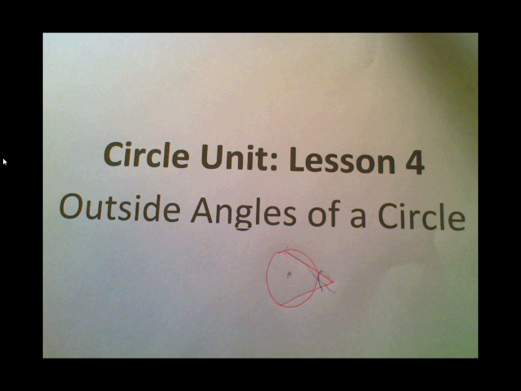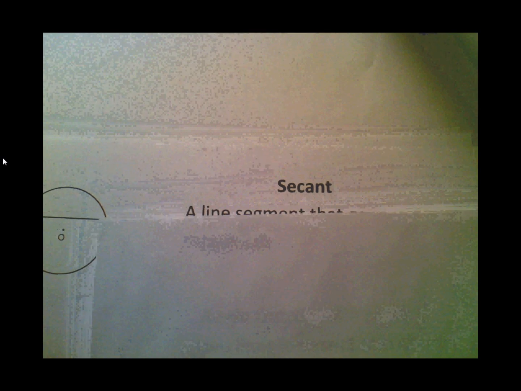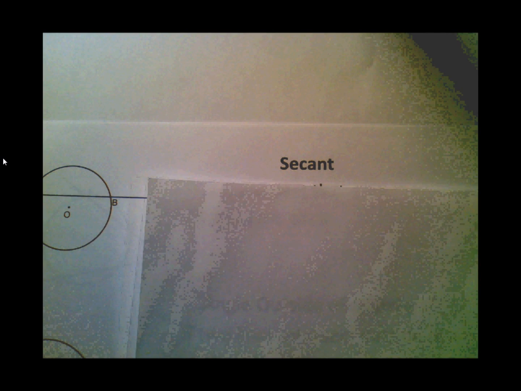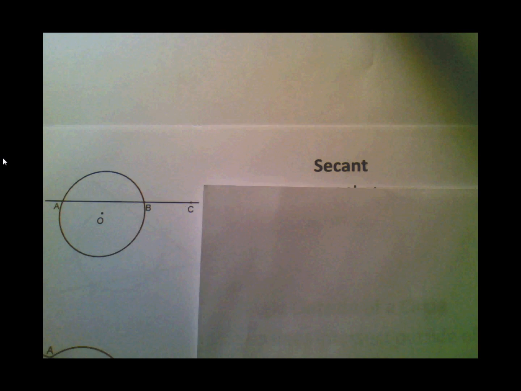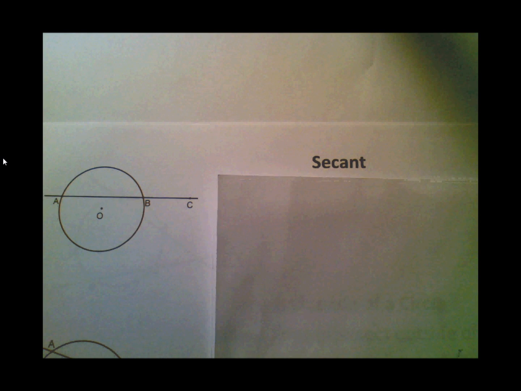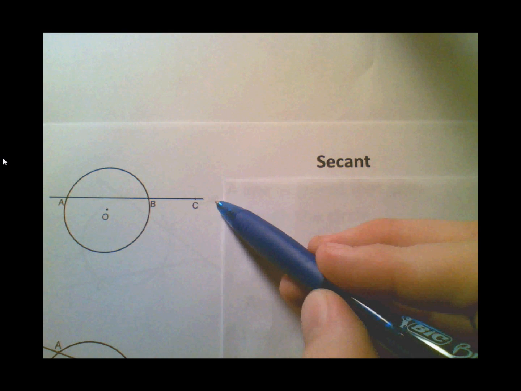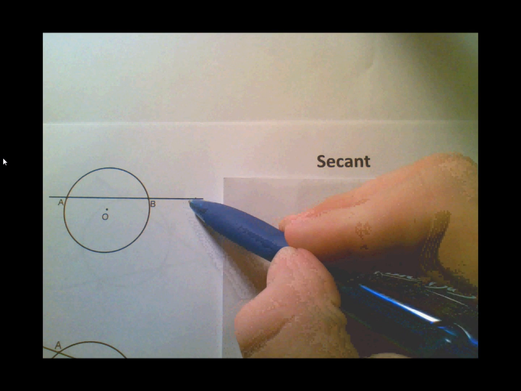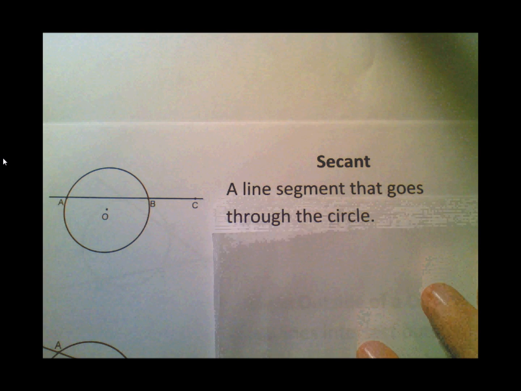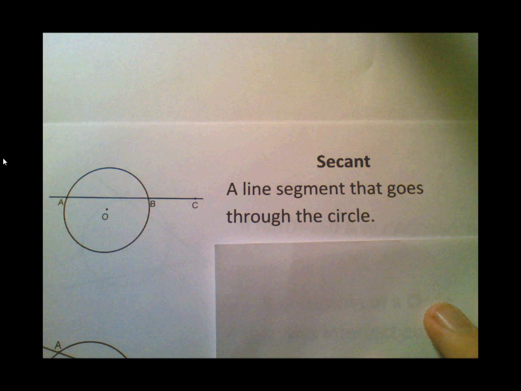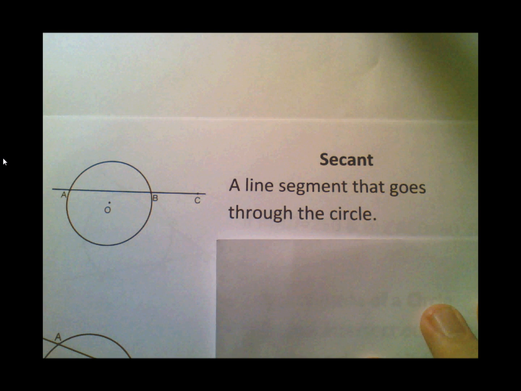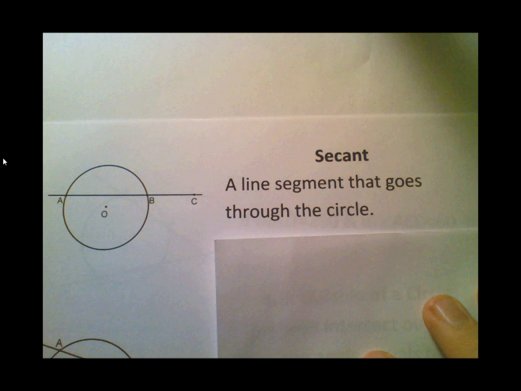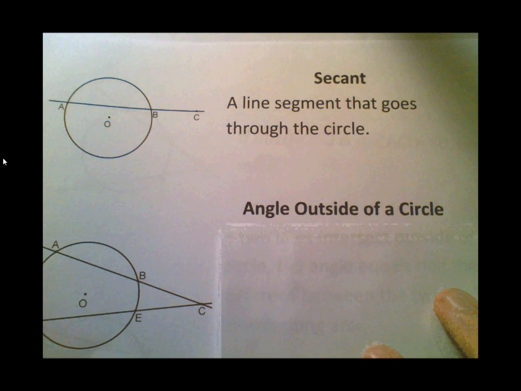what we're going to do is start with the definition. The first thing we're going to talk about is a secant. A secant is a line that is going through the circle completely. So if you notice, it's like a chord, AB, but instead it keeps going and going and going. So, a line that goes through the circle. We can define it as that. It's important to know this one because when we use outside angles of a circle, you're going to have a secant.